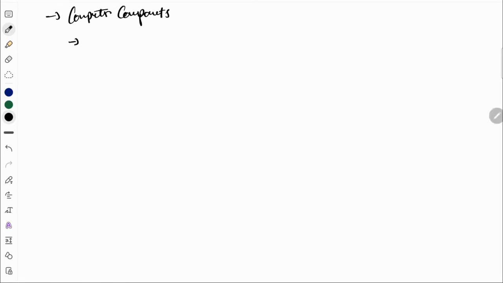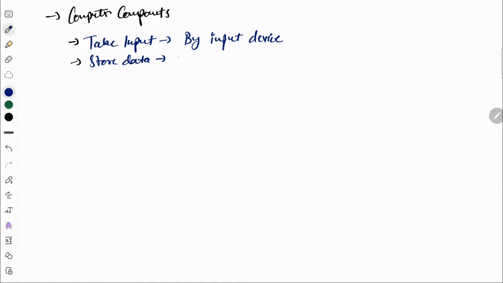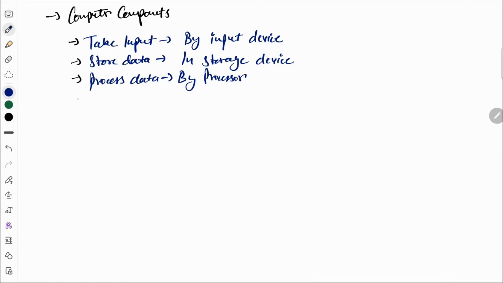Components are: take input by input device, store data in storage device, process data by processor, output data by output device.